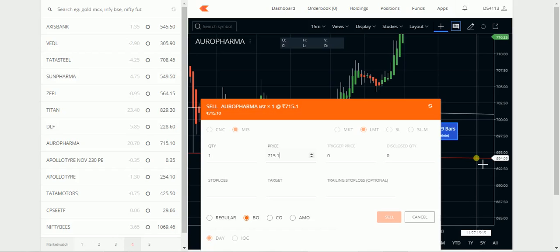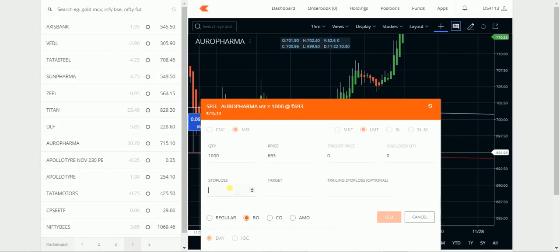Sorry, pardon me, it is a bullish candle. So that's why I'm taking the open price. So if it breaches the open price, which is 694, let's take 1 rupee downside, 693. If it breaches 693, this is a sell order. Please see this. I'll take quantity 1000. I would like to have a 7 rupees target and 7 rupees stop loss, and a trailing stop loss of 2.